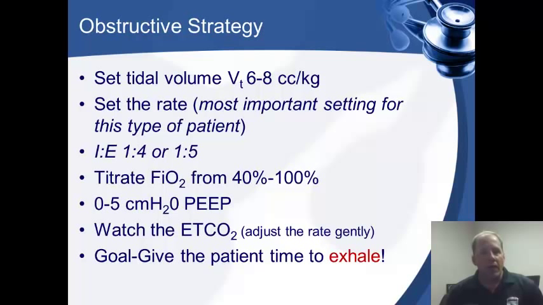We want to set the rate. Now, when we're talking about obstructions, we need to make sure we give them time to exhale. This is the most important setting for these patients. If you set this rate too high, you can set the IE ratio still to 1:4 or 1:5, but they may not have time to exhale. You want to keep that rate probably about 10, maybe no more than 12, and set that IE ratio up to about 1:4 or 1:5 and give them plenty of time to exhale. We don't want to stack breaths because stacking breaths increases intrathoracic pressure, drops our blood pressure, decreases oxygenation, and could potentially put our patient in cardiac arrest.